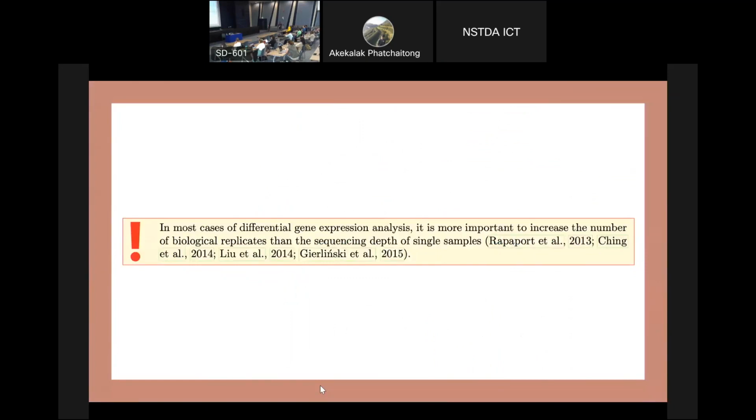All right, so here's another cautionary remark. In most cases of differential gene expression analysis, it is important to increase the number of biological replicates rather than the coverage or the depth. Now, you know that we always talk about depth, 30x. Nowadays, you have 100x. When it comes to RNA, it's more important to have more replicates than to be focused on depth. Okay, so that's something I found to be interesting and something that may not be obvious. So do consider that, and you can read those references if you want to know more.